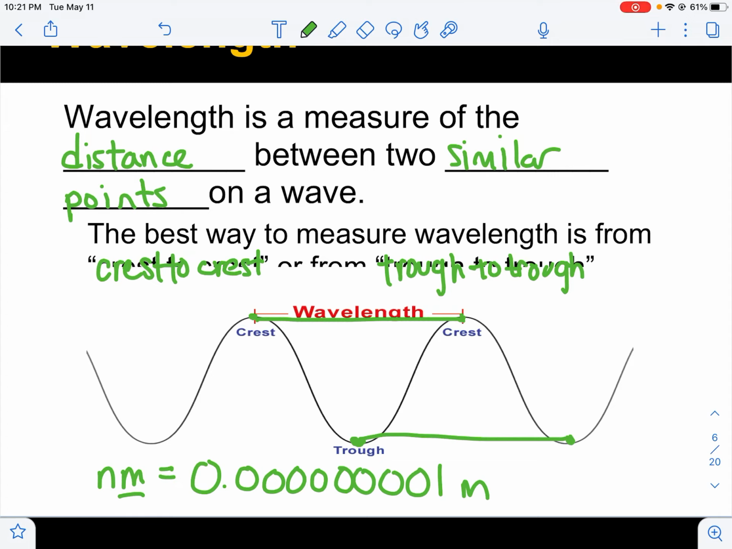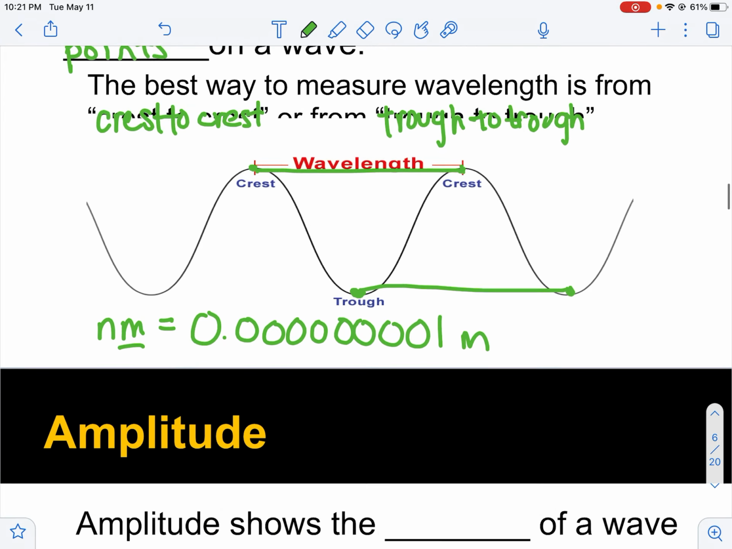Okay, you can pause here if you need more time. If not, we'll advance to the next slide.